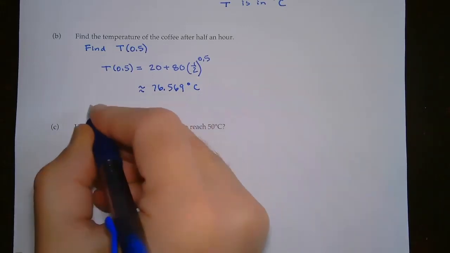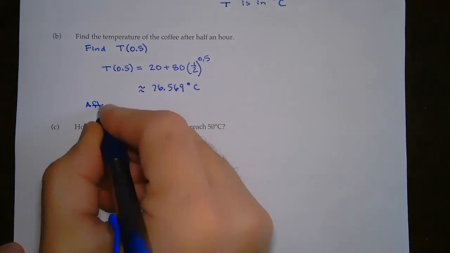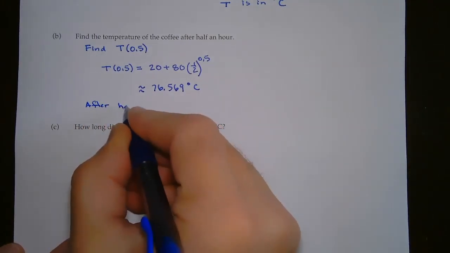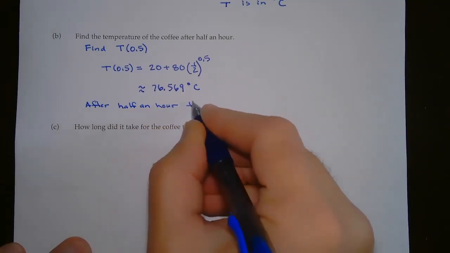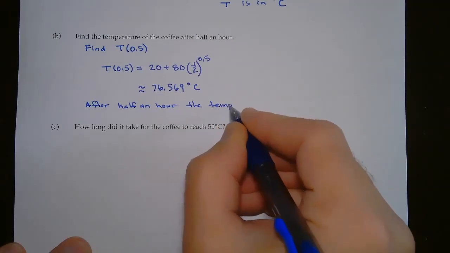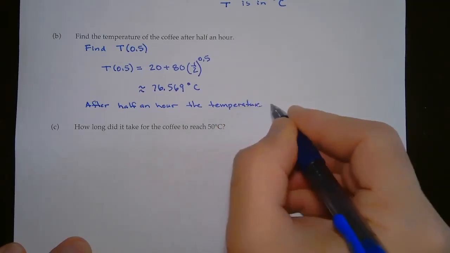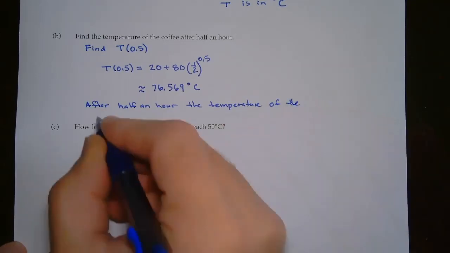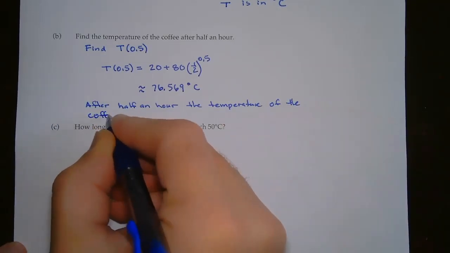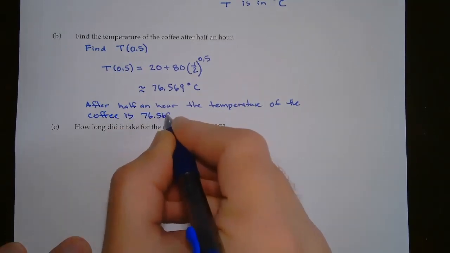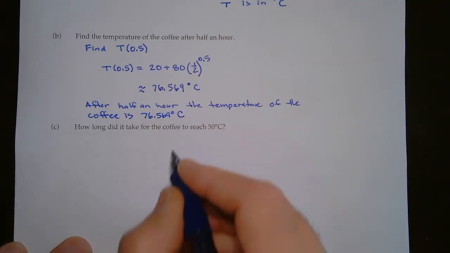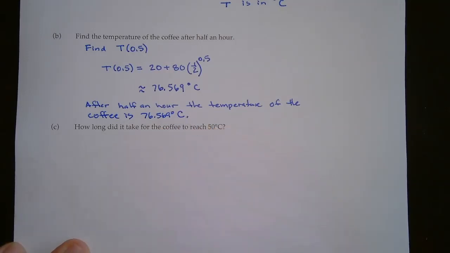Okay, so after half an hour, the temperature of the coffee is 76.569 degrees Celsius. Okay, now the next question. How long did it take for the coffee to reach 50 degrees Celsius?